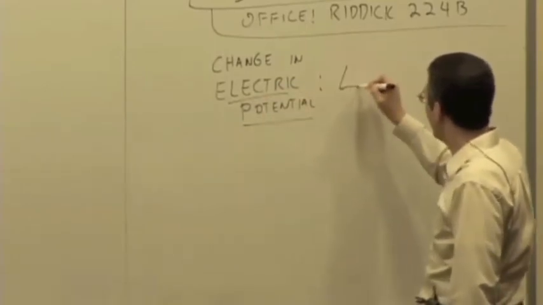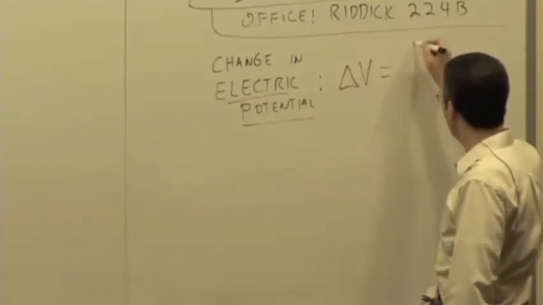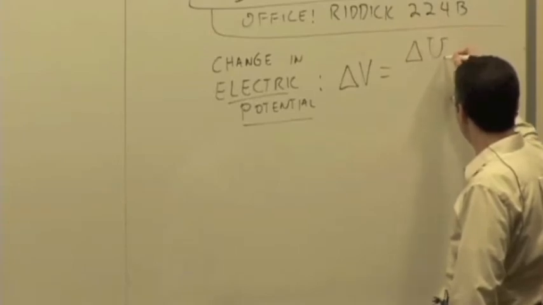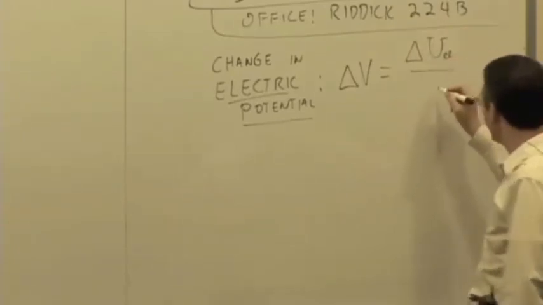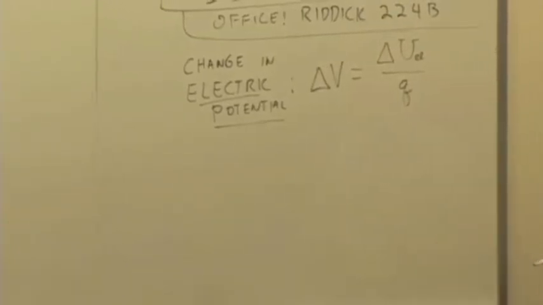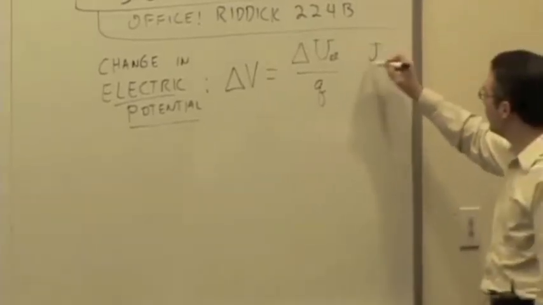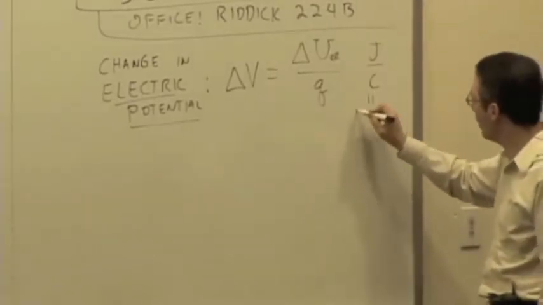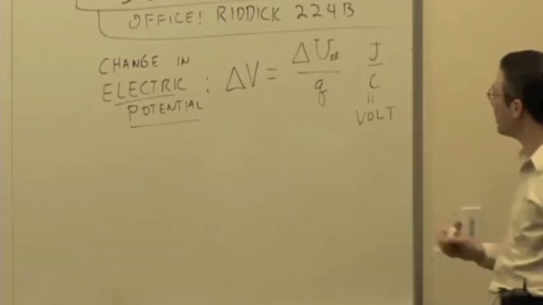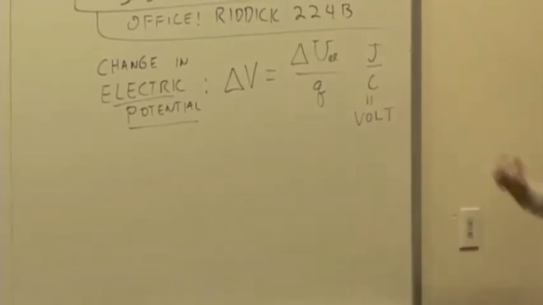Which is the symbol delta V being equal to delta U, the change in potential energy, divided by the charge. So we have units of joules per coulomb, or volts. One volt is one joule per coulomb.